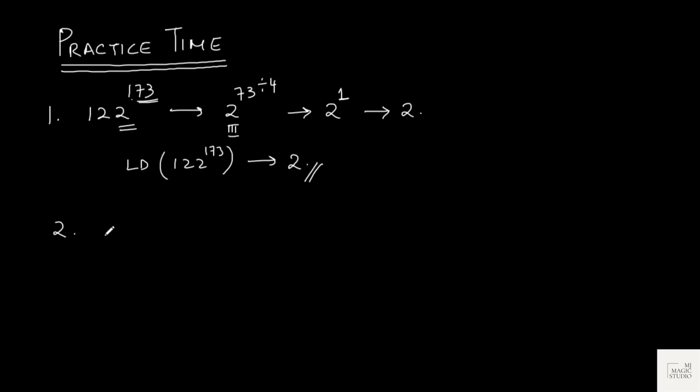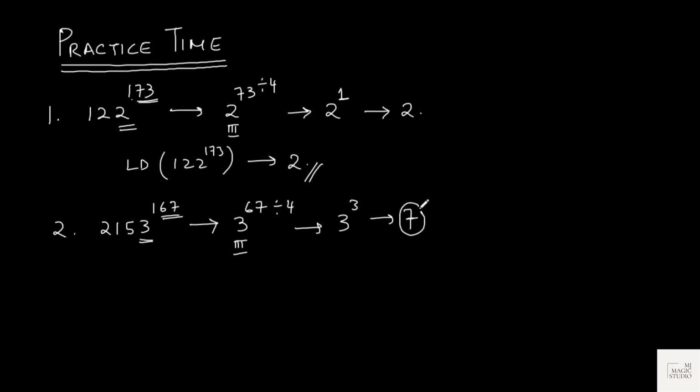Now let's try to solve the next example. 2153 to the power 167. It won't take much time. Do it. Okay, let's see now. The last digit of the base is 3 and the last two digits of the exponent are 67. That means we are looking for the last digit of 3 to the power 67. Now 3 comes in group 3, so we need to divide 67 by 4. 67, 64, the remainder is 3. We are looking for the value of 3 to the power 3. 3 times 3 is 9, 9 times 3 is 27. That means the last digit of this entire expression is 7.